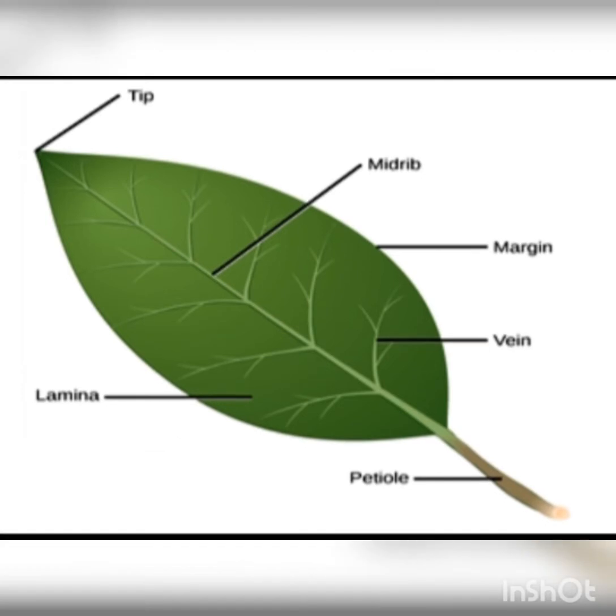Next part of the leaf is margin. What is margin? The edge of the leaf is called margin. And next one, petiole. What is petiole? Petiole is the stalk which attaches the leaf plate to the stem.